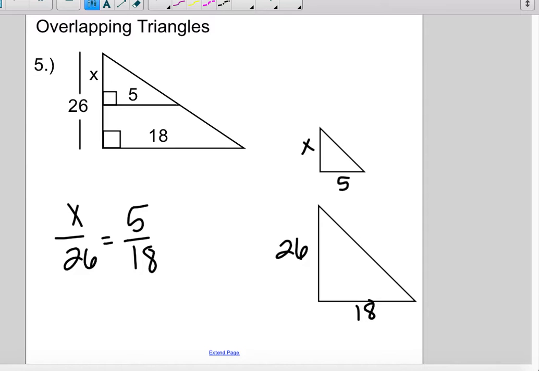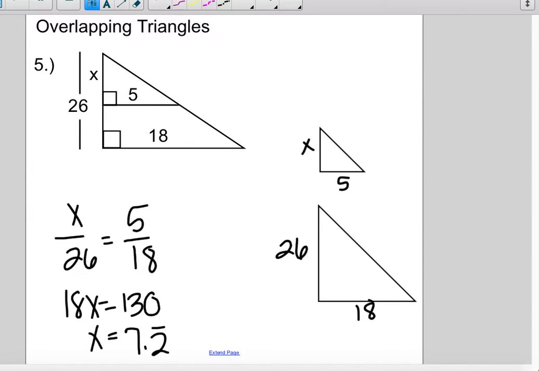And so 5 times 26 is 130. So we're going to have 18x equals 130. And dividing both sides by 18, we would get 7.2 repeating. So when you are working on your overlapping triangle worksheet, I highly recommend drawing your two triangles separate from the problem given.